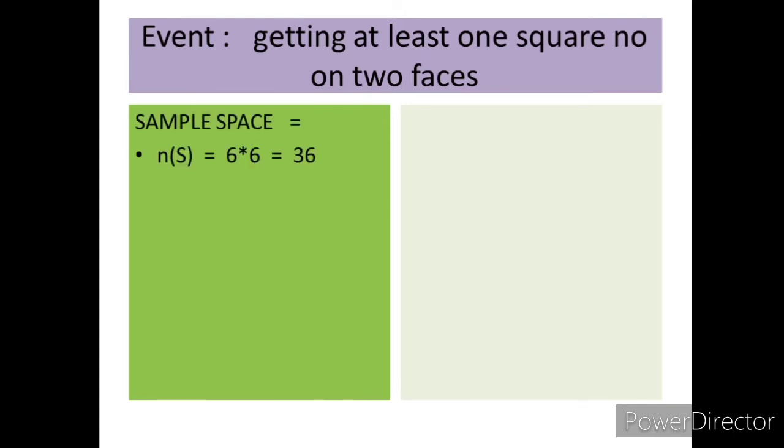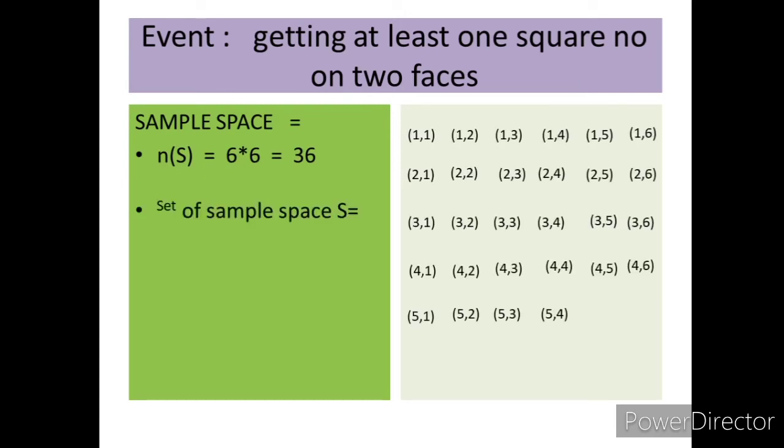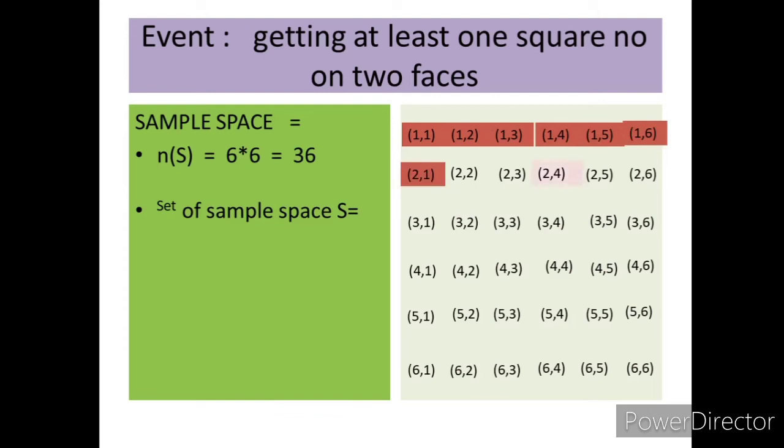So write down the sample space and n of s, and write down all the favorable outcomes. Okay, now you have to identify where you can find a square number. Here you see 1 is a square number. So here 1 is also a square number, 1 is also a square number. So among these 36 outcomes, can you identify which outcomes have one square number or two square numbers? Let's try to find. So these are the only outcomes having one square number or two square numbers, isn't it?